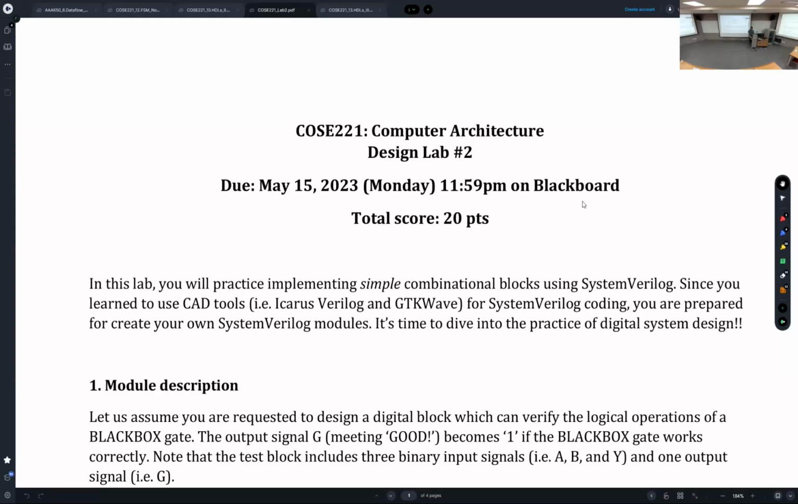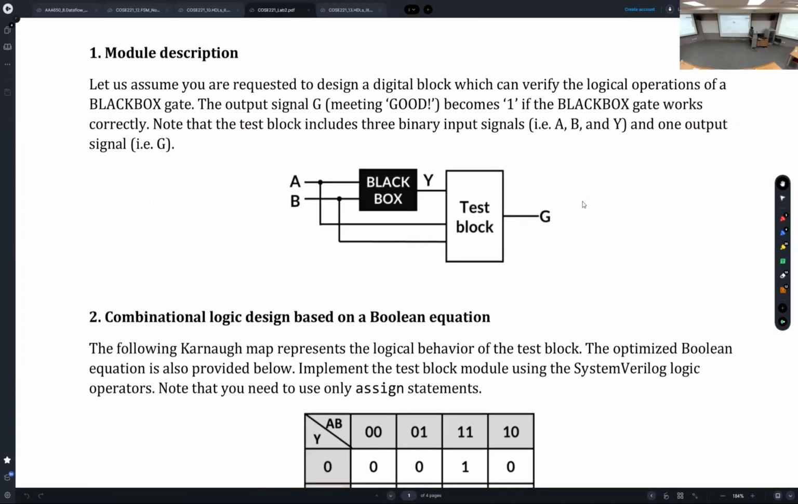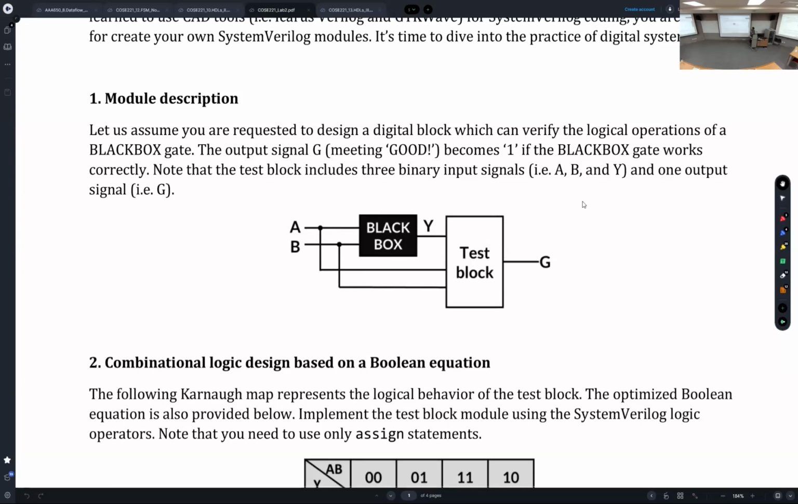In the second lab assignment, you are requested to design combinational logic modules. You can try different methods to design the combinational modules. I think it's not difficult, but firstly, you need to understand the module description. You are requested to design the test module, which is a black box module. Please pay attention and read thoroughly the descriptions of this test black module.